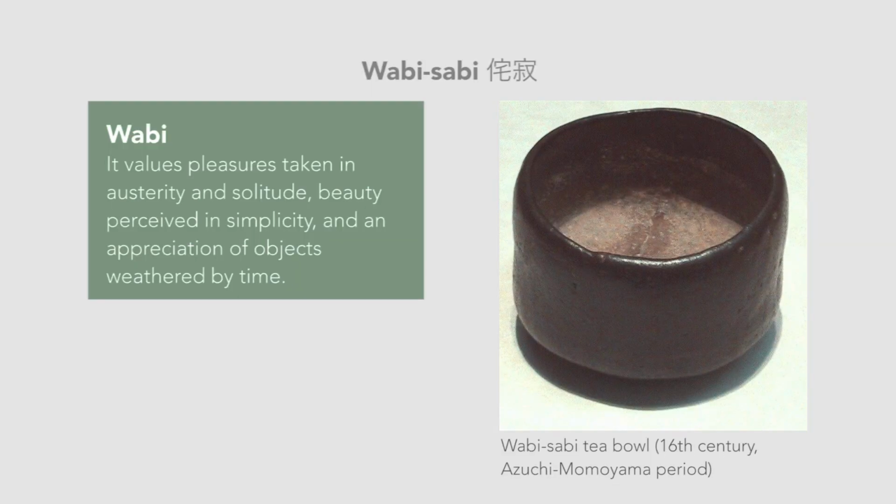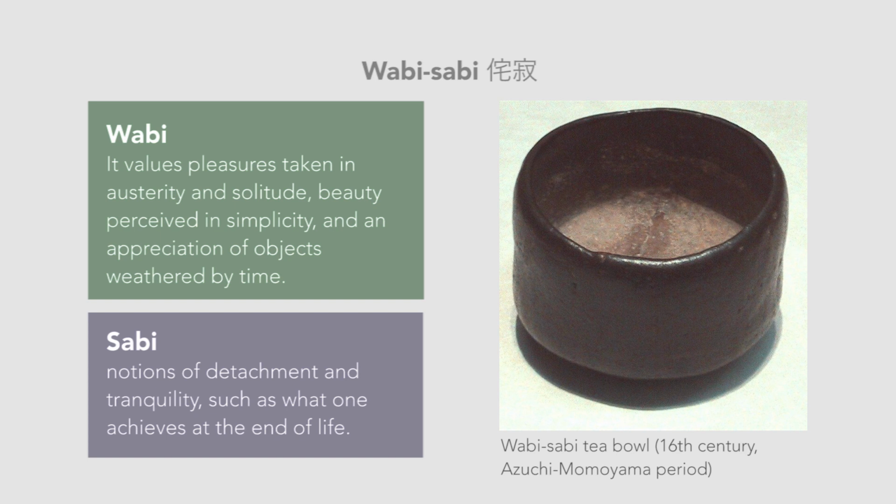Wabi is an aesthetic associated with Zen. It values pleasures taken in austerity and solitude, beauty perceived in simplicity, and an appreciation of objects weathered by time. The concept of wabi initially referred to the quality of life led by an ascetic, but over time it developed into an aesthetic ideal to be sought after in one's daily life.